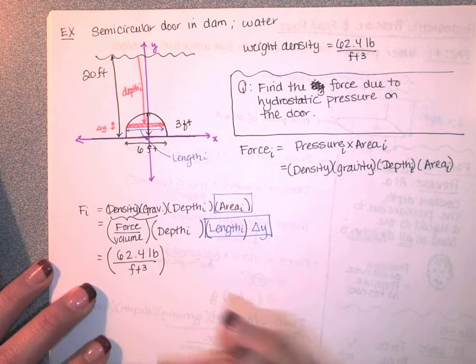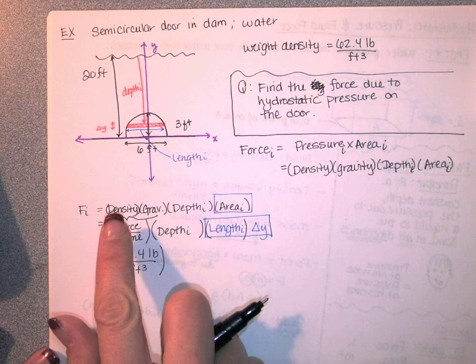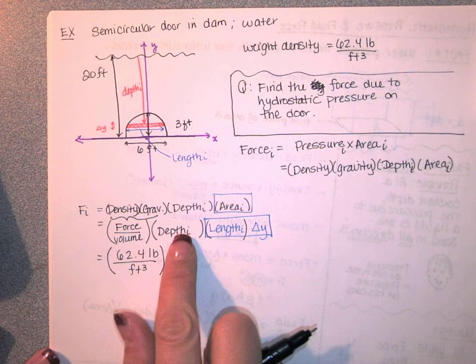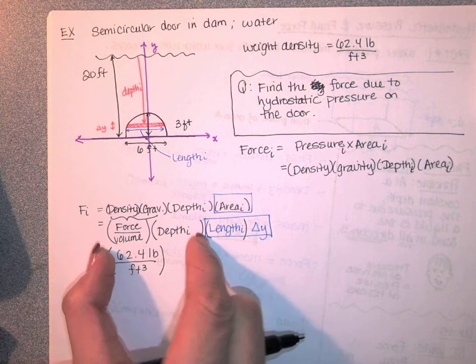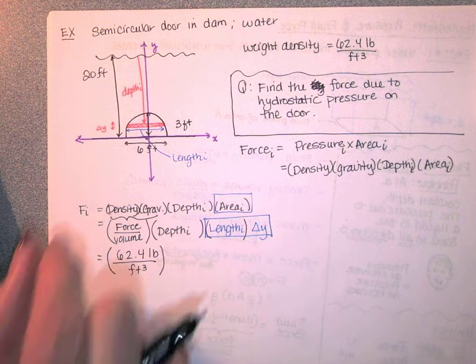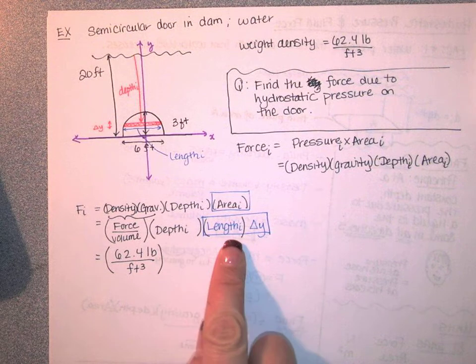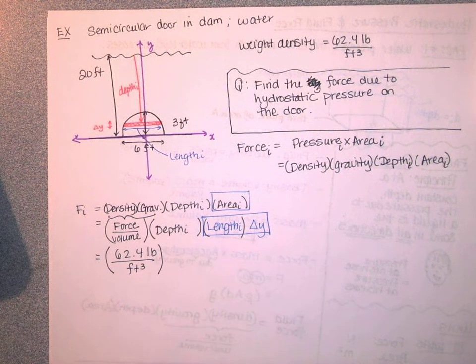And that's going to be true for all of them. So we're going to have force per unit volume, or density times gravity, times depth. All of this makes pressure. Pressure times area gives us force. Okay, so I just need the depth and the length now, and then I'm good to go.